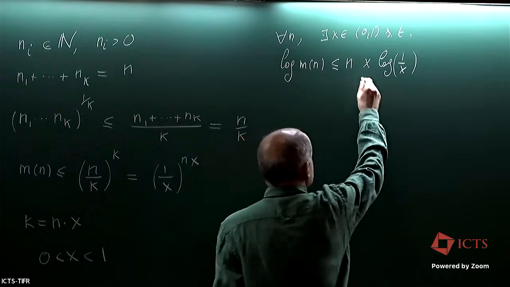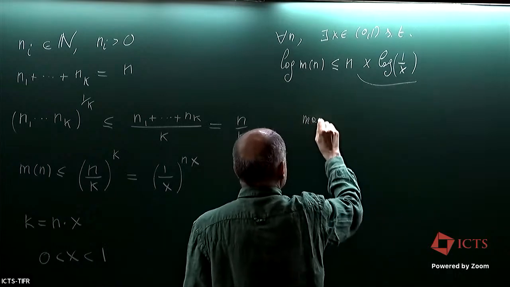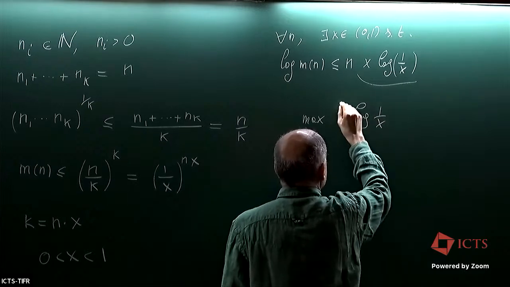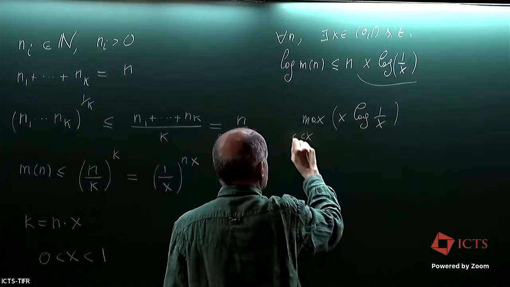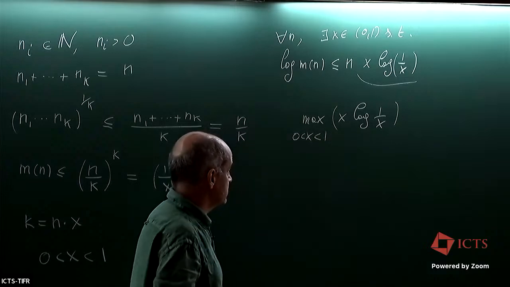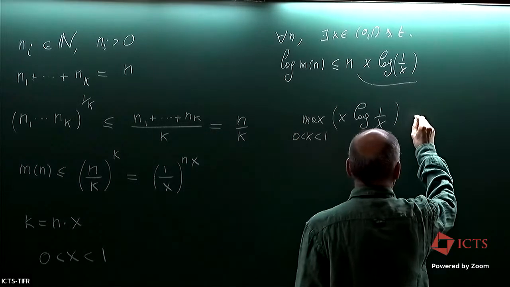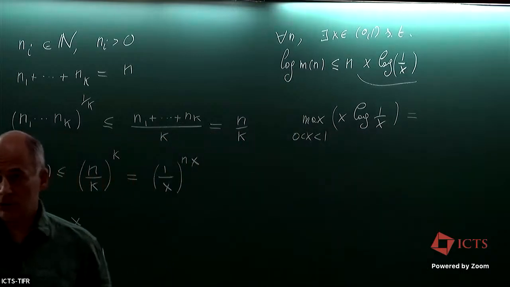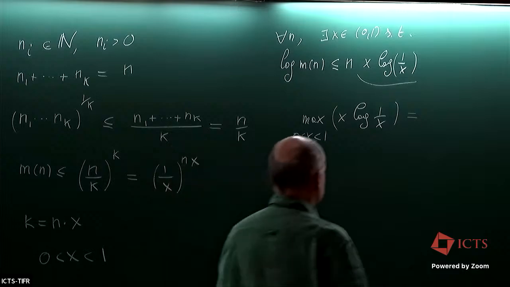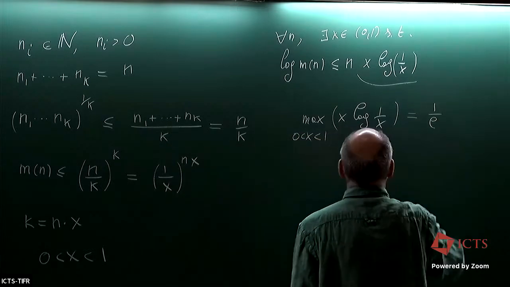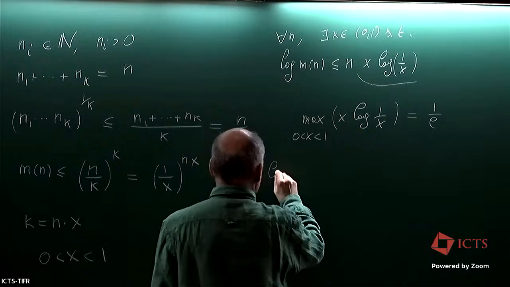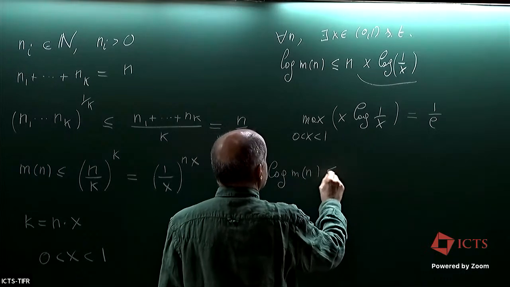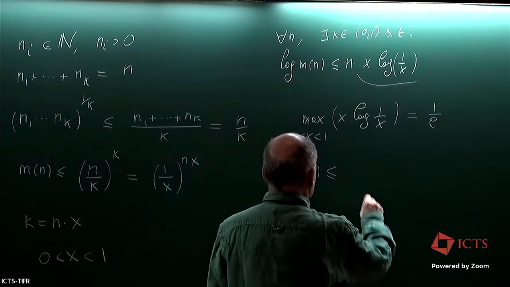And the maximum of this function x log(1/x) between 0 and 1 is easily calculated. It is attained at the point where x is 1 over e, and the maximum is 1 over e. So finally, log m_n is less than n over e.